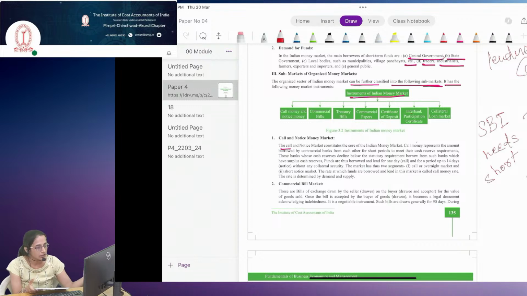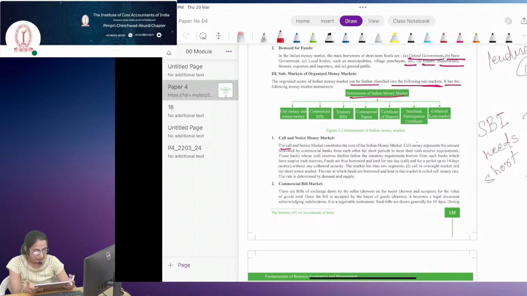Like if the other bank does not pay this call or notice, what will happen? It will be a problem. It will be a loss to the bank because there is no security. We are not taking any mortgage, right? Like gold or house or land, that if the bank does not pay us, we will sell that security and get the money. But in call and notice, there is no security provided by one bank to the other bank.